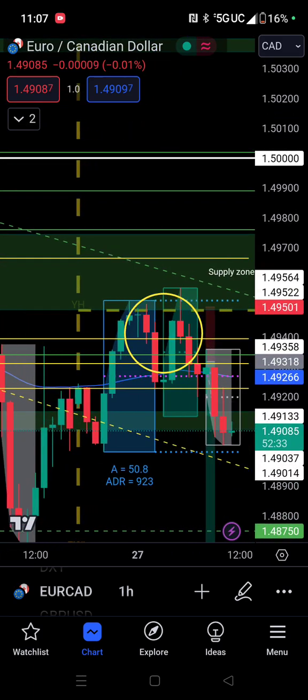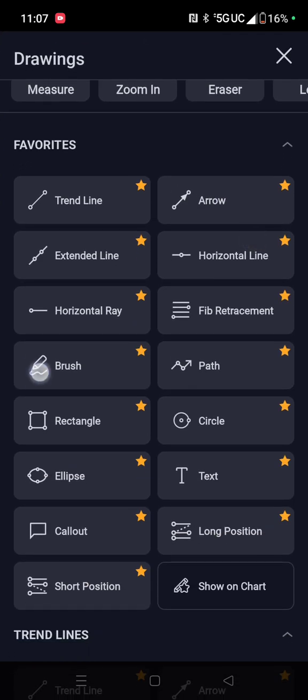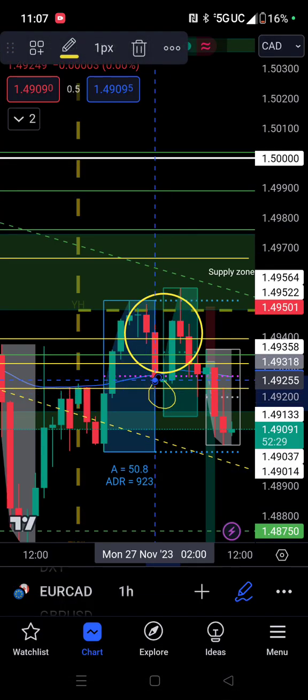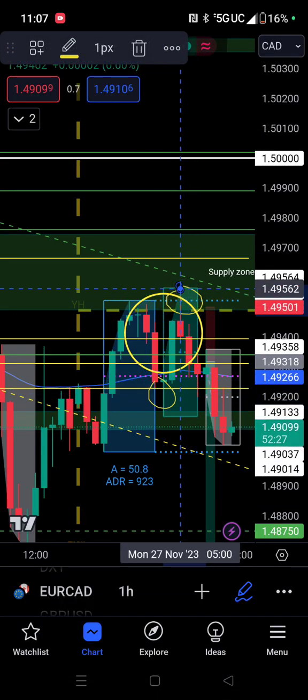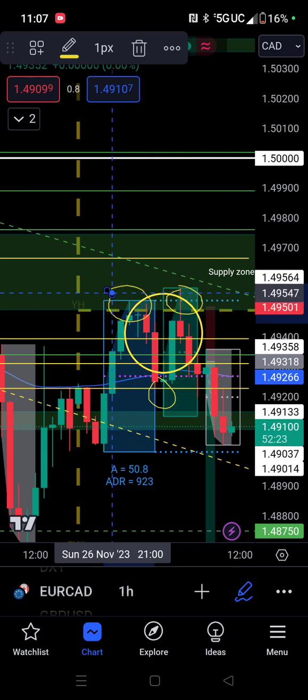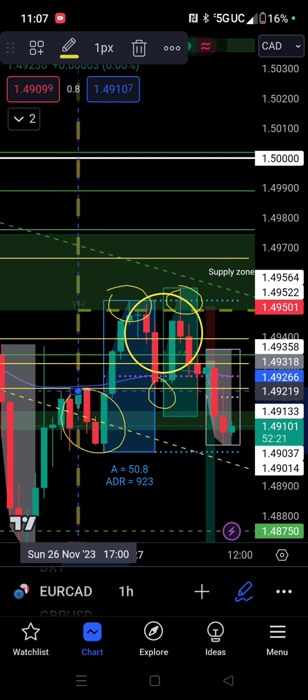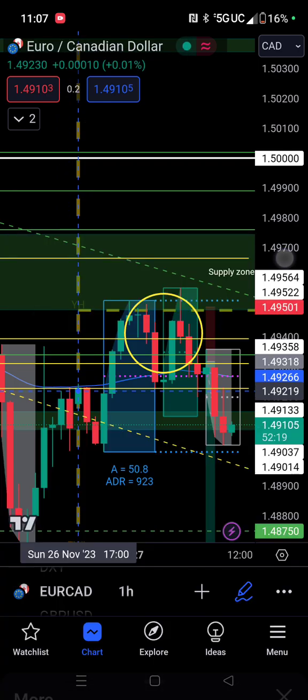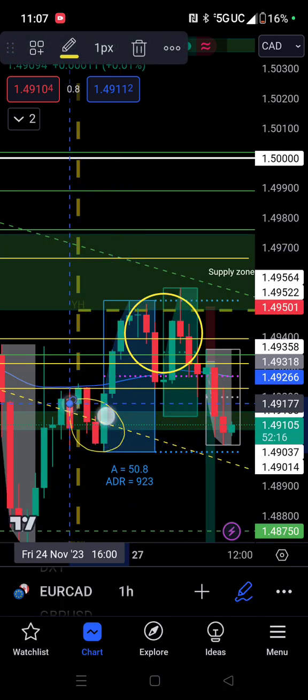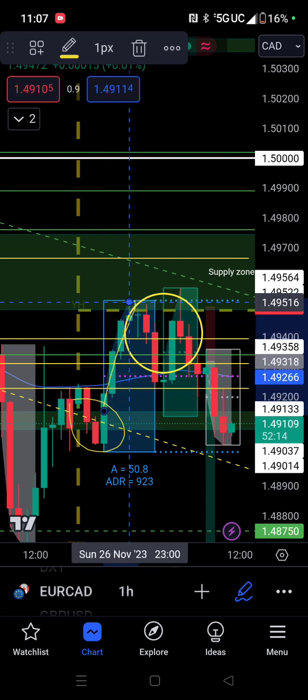As you can see, London opened here, but it rejected the high it made when the market opened over here. So market opened here, went up first. The power of 3 is if market opens and goes up, the next move usually goes down. If the market opens, goes down first, then the next move is going up. In this case, market opened, went up first, then it's heading back down.